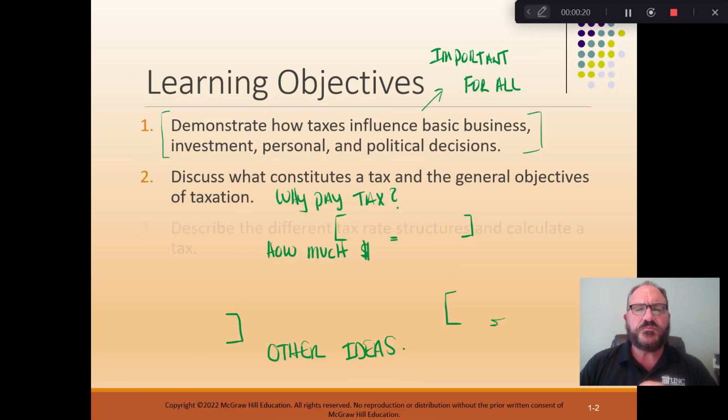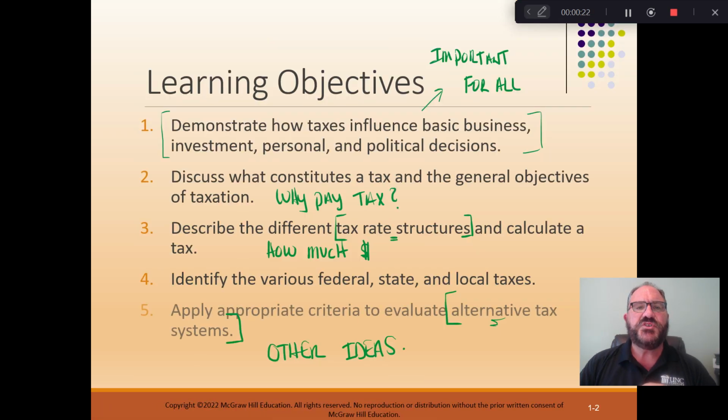All right, so first thing, what are we going to look at in this chapter? First of all, how to demonstrate how taxes influence basic business decisions, investment, personal, and political decisions. So frankly, I'm guessing you probably at least have a sense of it by now. Taxes are everywhere, and they impact most everything we do. So they're important for everybody.